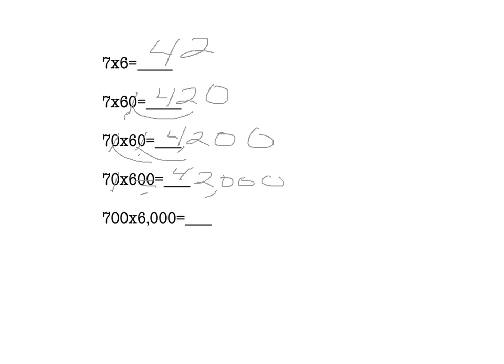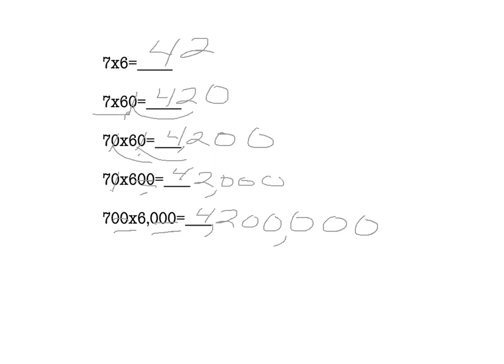Same thing with this one. I'm going to take these zeros off. 7 times 6 is 42. Bring these zeros back. Those are 3. Bring these two zeros, 1, 2. Put my commas every third place value. So 700 times 6,000 is 4,200,000. Does everyone get the pattern?